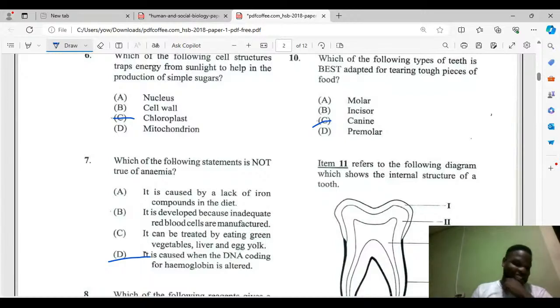So I'm leaning to K9, but some people will tell you it's incisor based on the question. It's a very tight one. All right, moving on.